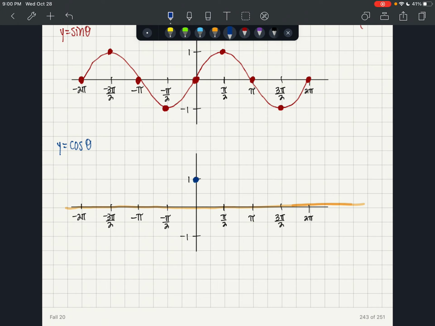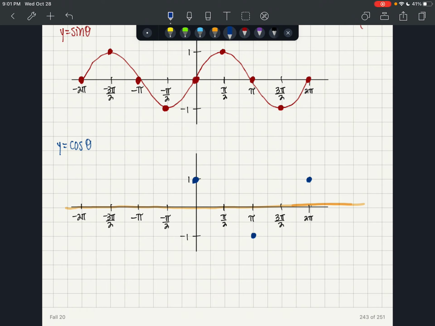For cosine, the cosine curve starts at its maximum of 1. So at 0, we have an output that is 1. 2 pi later, it's going to end at that same exact spot. So 2 pi later, it's at the maximum. So cosine starts at the maximum, ends at the maximum. Halfway between, when our input is pi, we're at a minimum, and the minimum is -1.